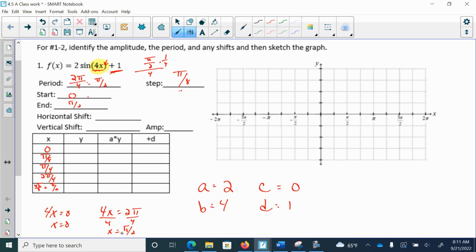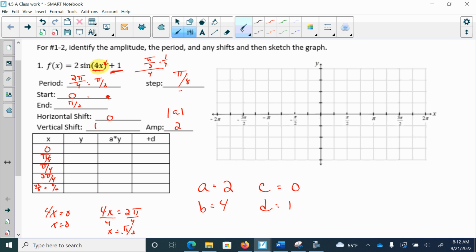My horizontal shift is whether I move left or right. In this case, it's going to be my start, so my horizontal shift is 0. The vertical shift is whatever I'm adding or subtracting, so it's my d, which in this case is going to be 1. And then the amplitude is my a, but it technically should be the absolute value of a. But in this case it's 2, so it's going to stay 2.